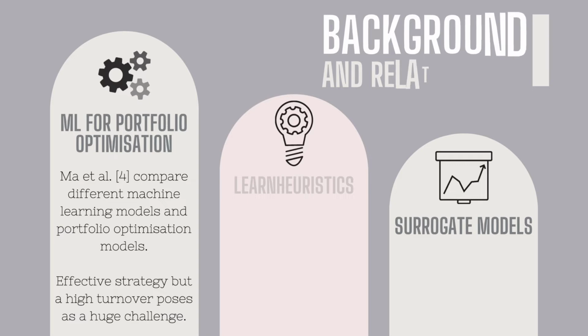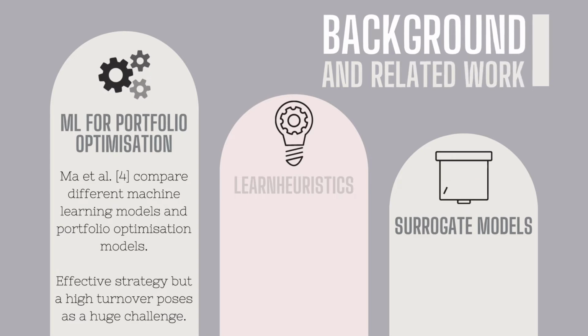In the literature, researchers compare different machine learning and deep learning models with portfolio optimization models. In the end, an effective strategy is found. However, the only issue is that a high turnover results in a huge challenge for these models to overcome, as this implies that the transaction costs will be quite high as well. Therefore, this project introduces them as constraints into a portfolio optimization problem by means of learnheuristics.